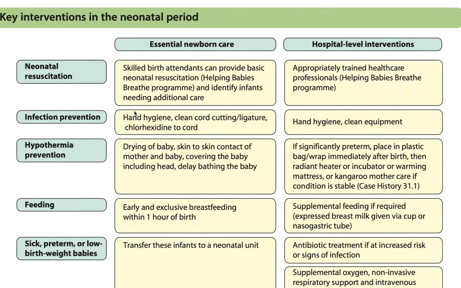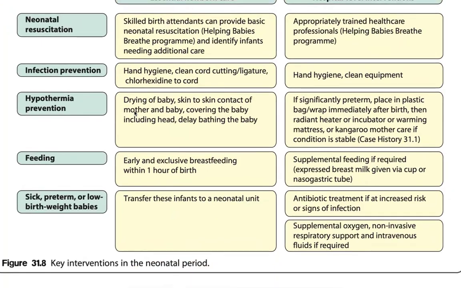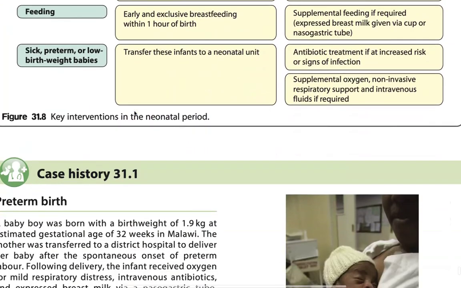If significantly preterm, place the baby in a plastic bag or wrap immediately after birth, then use a radiant heater or incubator until the baby's condition is stable. Feeding: early and exclusive breastfeeding within 1 hour. Supplemental feeding if required, with expressed breast milk given by cup. For a sick preterm baby: treat infection, give neonatal antibiotic treatment if at increased risk or showing signs of infection, supplemental oxygen, non-invasive respiratory support, and intravenous fluids if required.